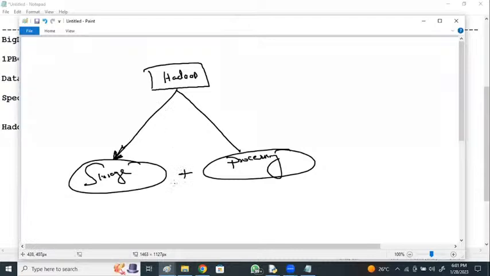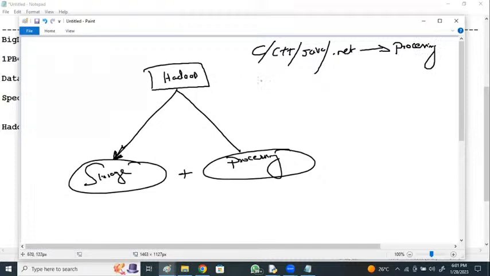Storage plus processing, right? If you talk about any technology, they perform either storage or processing. If you talk about C, C++, Java, .NET, all these are meant for processing. And if you talk about Oracle, MySQL, DB2, all these are meant for storage. They are meant for either storage or processing. But how to perform both storage and processing?